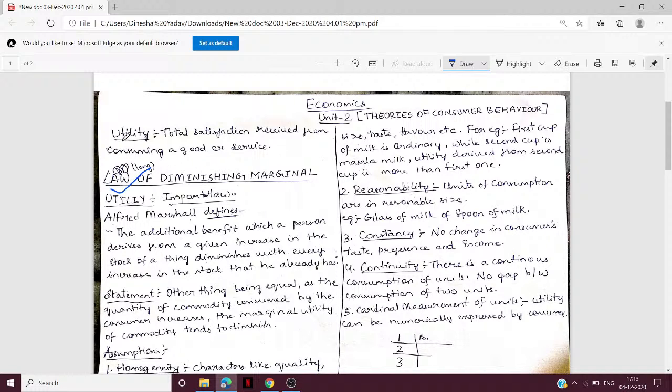First, let us understand what utility means. Utility, in simple words, is the total satisfaction received from consuming a good or service. As I provided the simple meaning, let's take an example. See, for example, if we consume ice cream, the satisfaction which we get is called utility. Hope you understand. So people, if you have any queries or doubts, you can text in the live chat option so that I can clarify your doubts.